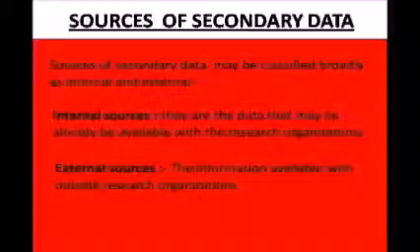Sources of secondary data may be classified broadly as internal and external. Before we go to sources, we should know what internal and external data are. Internal sources means the data that may already be available with the research organization. External sources are the information available with outside research organizations.